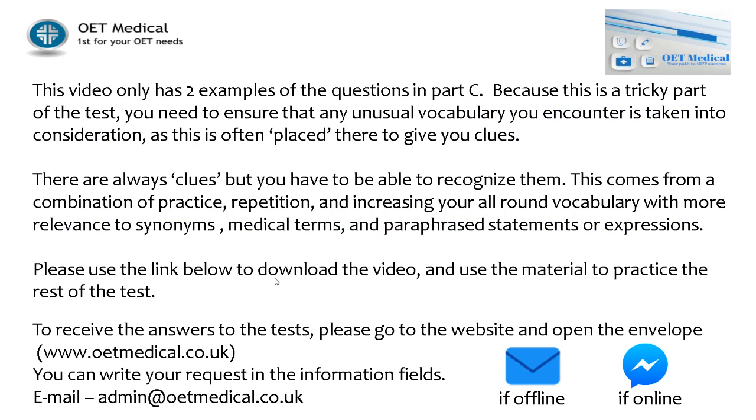Okay, this video has two examples of questions. Because this is a tricky part of the test, you need to ensure that any unusual vocabulary you encounter is taken into consideration, as it is often placed there to give you clues. So the marginalised communities, the synonym there to give us the clue in green. There are always clues, but you have to be able to recognise them.